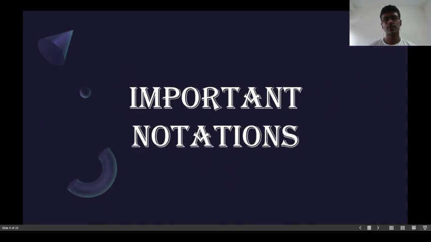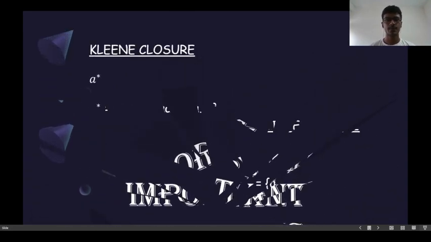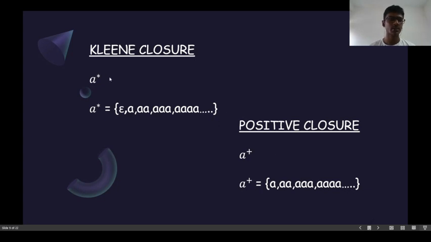Before solving the problems, let's see what are the important notations that we should know. Kleene closure and positive closure. Kleene closure is nothing but A power star, and positive closure is represented by A power plus. A power star contains epsilon, which is nothing but the empty or null string, that is A power 0. So A power 0 is represented by epsilon, then A, which is A power 1, then A power 2, A power 3, A power 4. That is, A power star can contain values of A power 0, A power 1, A power 2, A power 3, and it goes on like that.